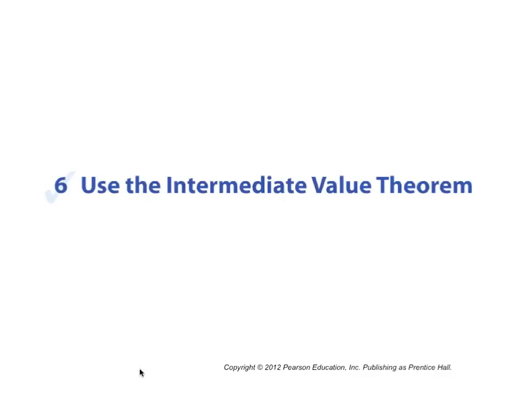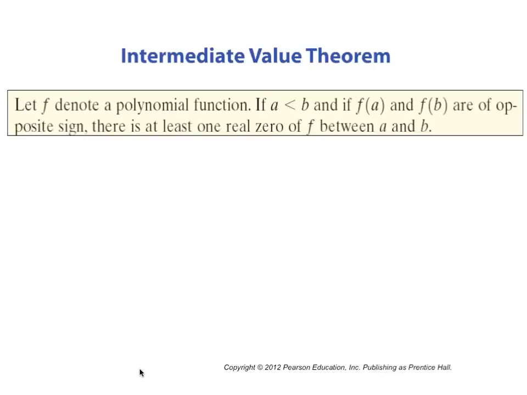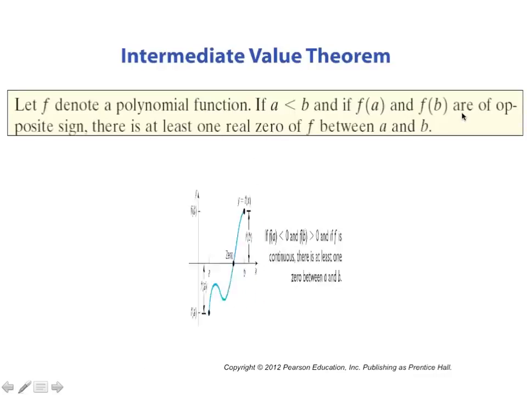Then we want to use something called the intermediate value theorem. If f is a polynomial and a is less than b, and if f of a and f of b have opposite signs, meaning one is positive and one is negative, then there is at least one real zero between a and b.